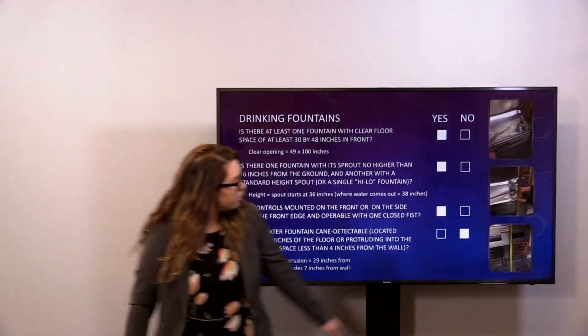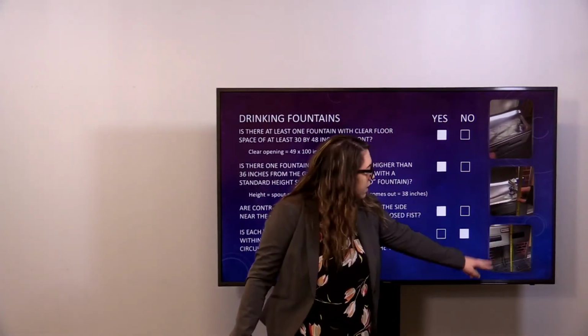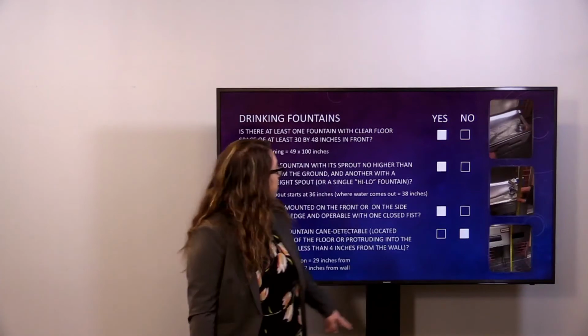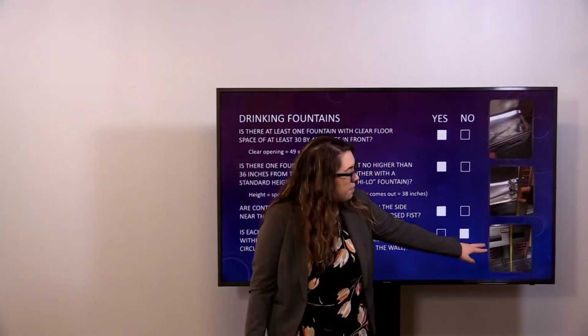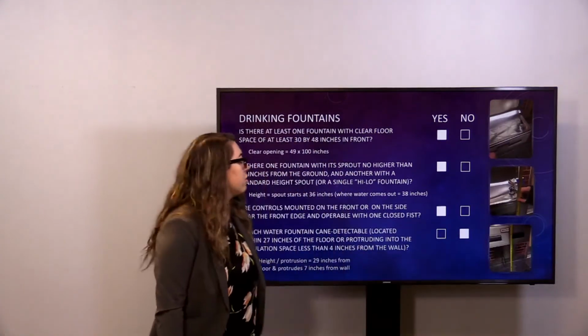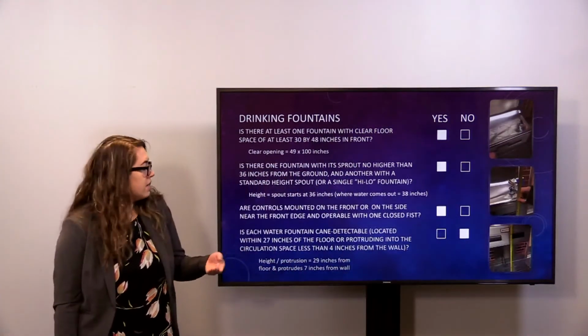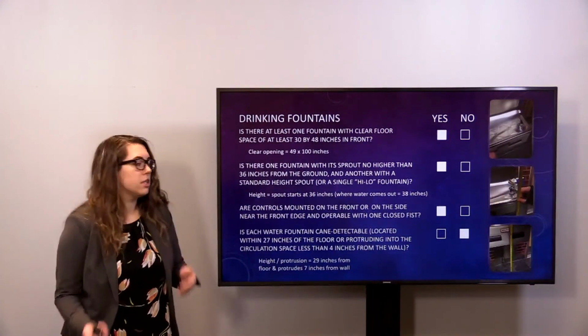As you can see here, there's an empty space underneath it. So it protrudes only 7 inches from the wall in the back, but then there's a 29-inch space from the ground to where the bottom of the water fountain is, so it's technically not cane detectable.